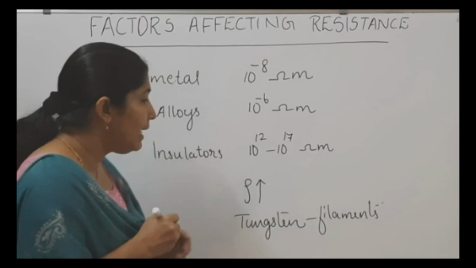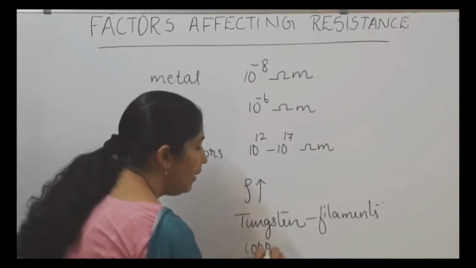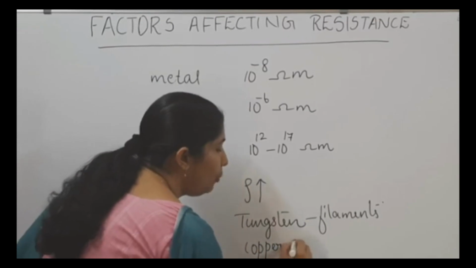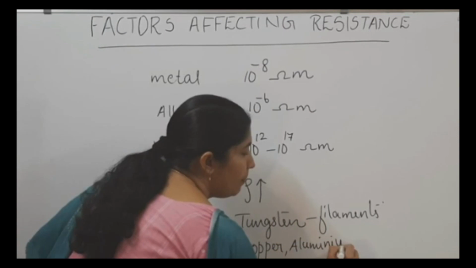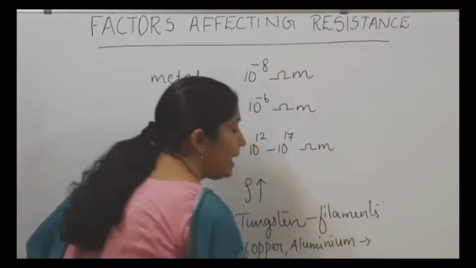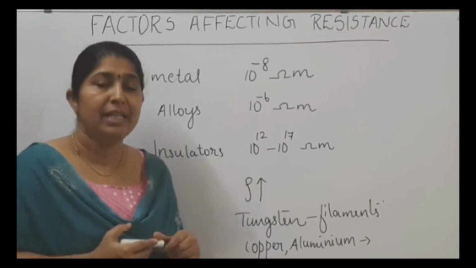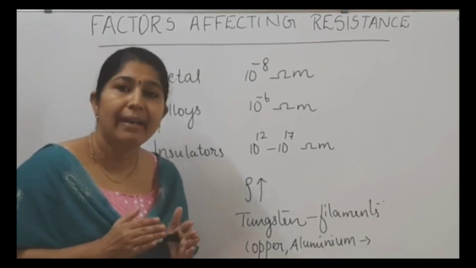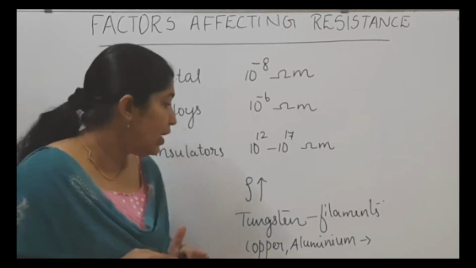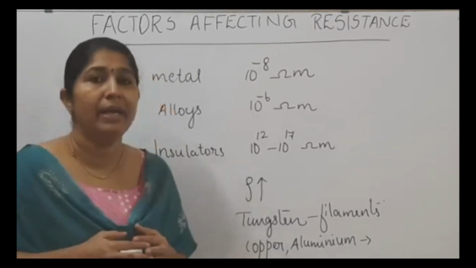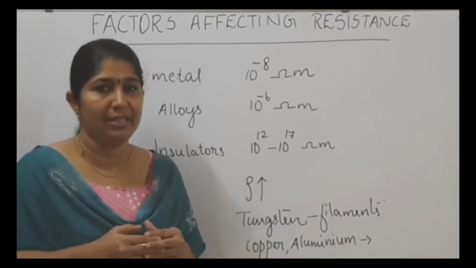Then metals like copper, aluminium, etc., are used for making transmission wires. This is because of their high conductivity. Due to the high conductivity of copper and aluminium, they are used for making transmission wires.